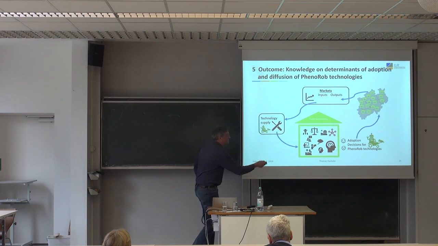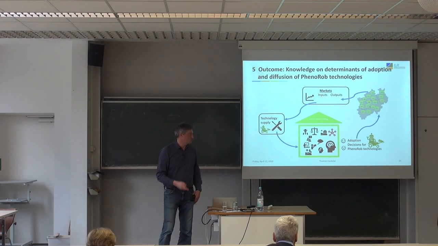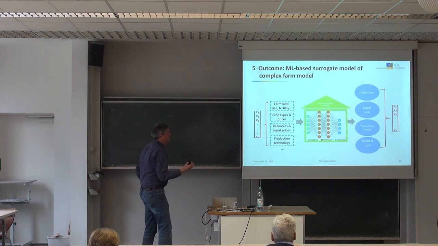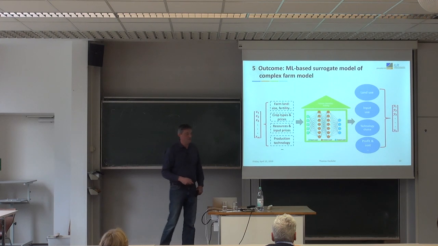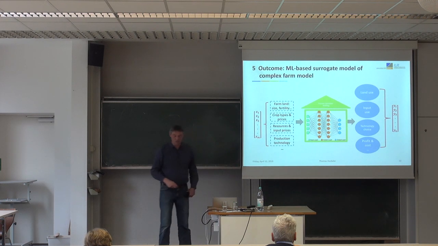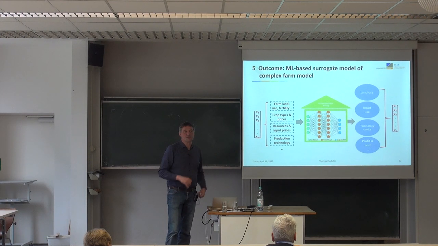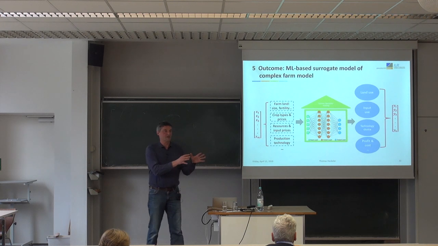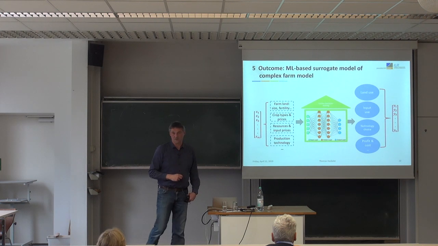So ultimately, that's the core. We want to generate knowledge for a model that allows us to model adoption of these technologies. Another outcome I already said: a machine learning-based surrogate model of a complex farm model. We have available, not in our group, but in a group that we collaborate with in an EU project starting in September, a very complex farm model that we try to develop a surrogate model for that can be very good in predicting the outcomes of that model, but will be much faster in actual simulation.